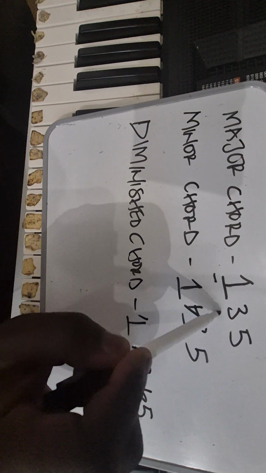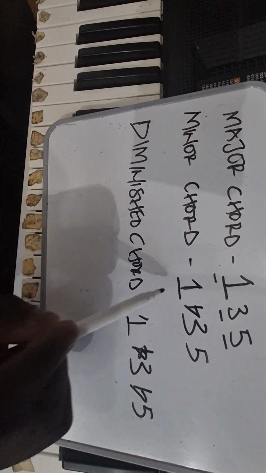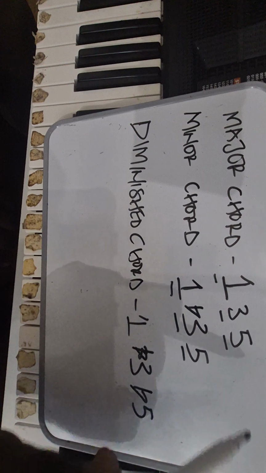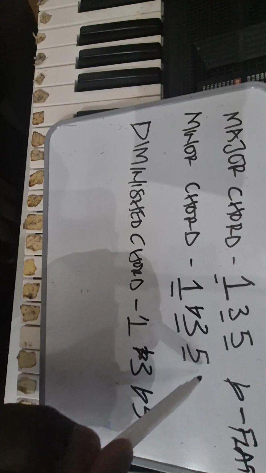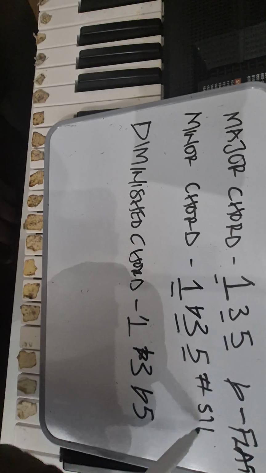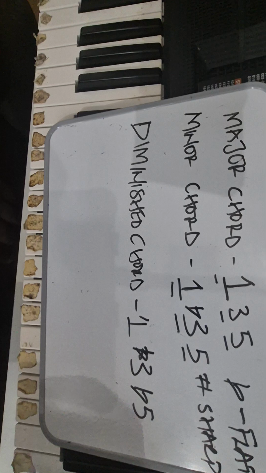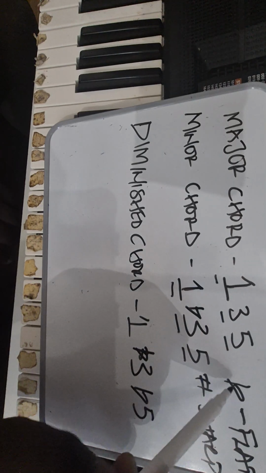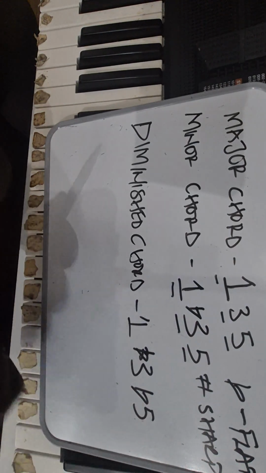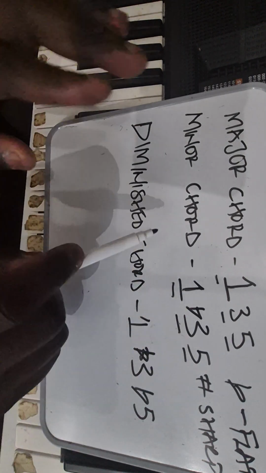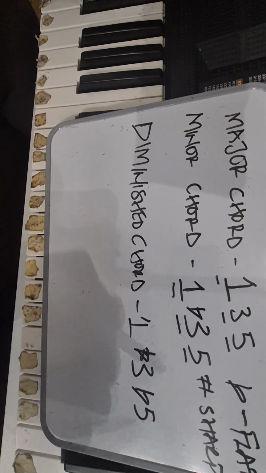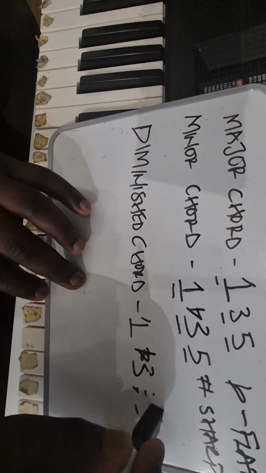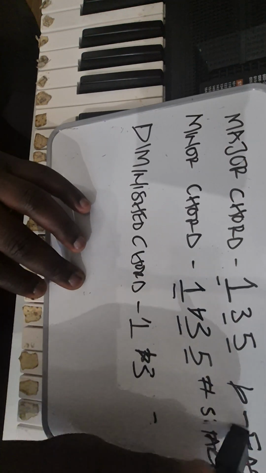Just one, three, and five. How do we form a minor chord? One, flat three, five. Remember when I said that this means flat, and this means sharp. We'll be using them, but for now we are using more flats. So one, flat three, and five for the minor chord, and then for the diminished chord it is one, flat three, and flat five. So that's all we need to know now.